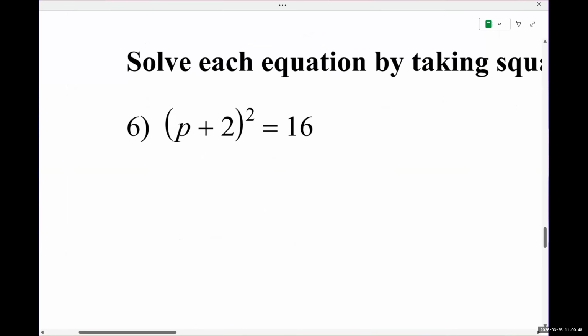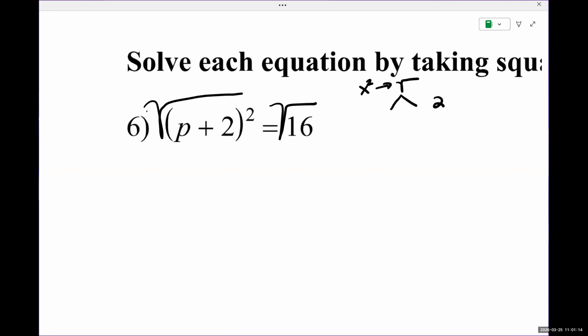Okay, let's review number 6. Now, how do I solve a quadratic? First step is isolate the quadratic, but there's nothing there. Okay, second step, the inverse operation of x squared is square root. So I'm going to take the square root of both sides, and that gives me 2 answers.